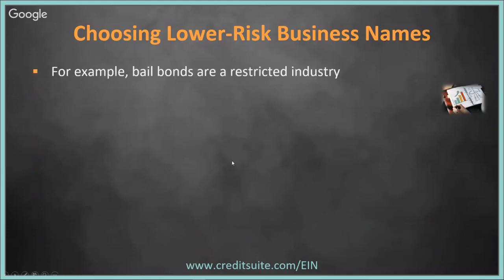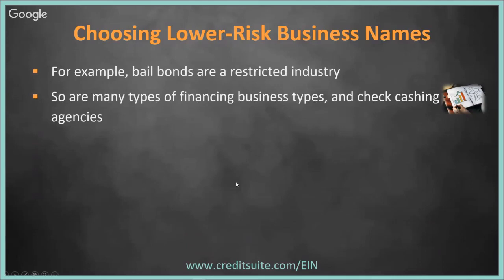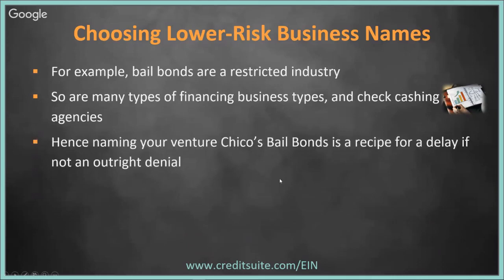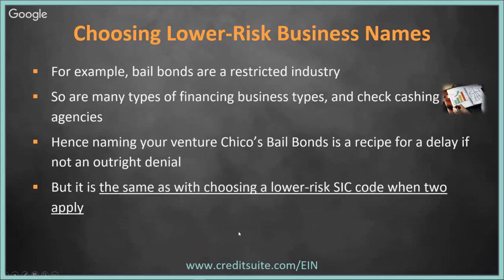So for example, bail bonds are a restricted industry. So are many types of financing business types and check cashing agencies. Hence naming your venture Chico's Bail Bonds, well, that's a recipe for a delay or an outright denial, right? Because the high risk industry itself is in your name. So that throws up all kinds of red flags.